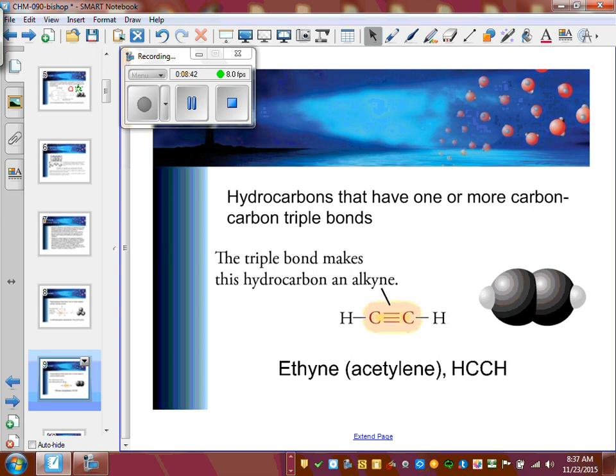Then you're going to have hydrocarbons that have a triple bond. They end in -yne. Those are called alkynes. This is ethyne. The common name is acetylene.